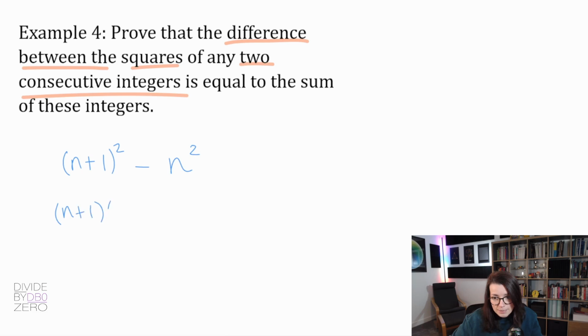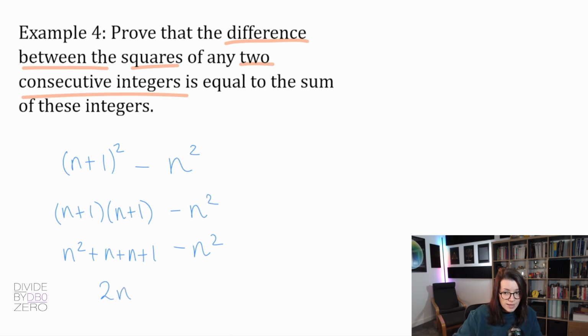As always, expanding and simplifying what we have in front of us is going to give us this. When we tidy this up, we're actually just going to end up with 2n plus 1, because the n squareds go away and the rest is 2n plus 1. So that's that side. That's the difference between the squares of the consecutive integers.